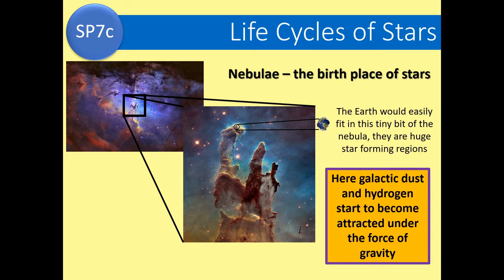Now these regions are absolutely huge. If we look at this nebula here, if we take just a small section of it, then the Earth would fit into just a small section of that small section. So these are very, very large areas, and many, many stars are formed from each nebula.